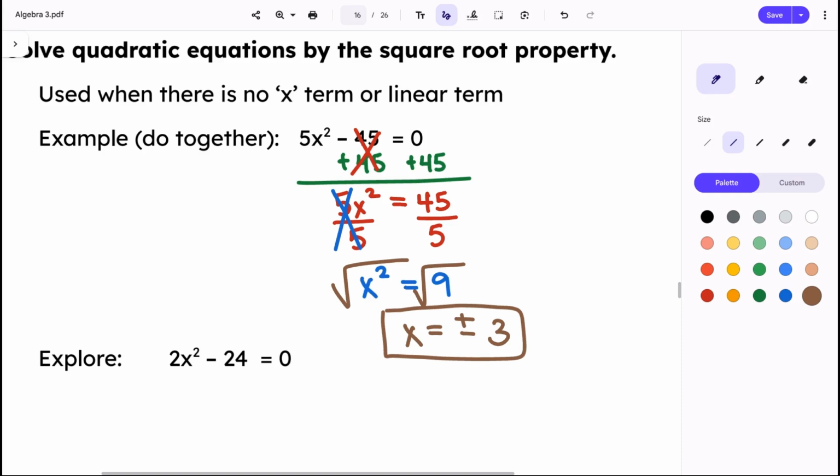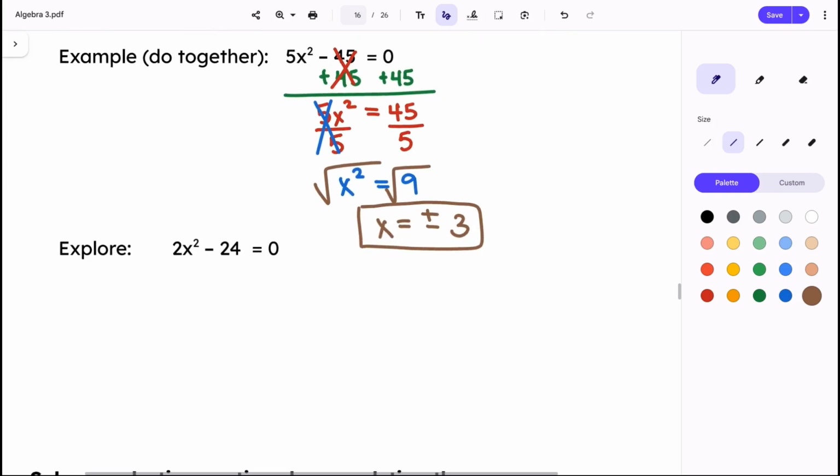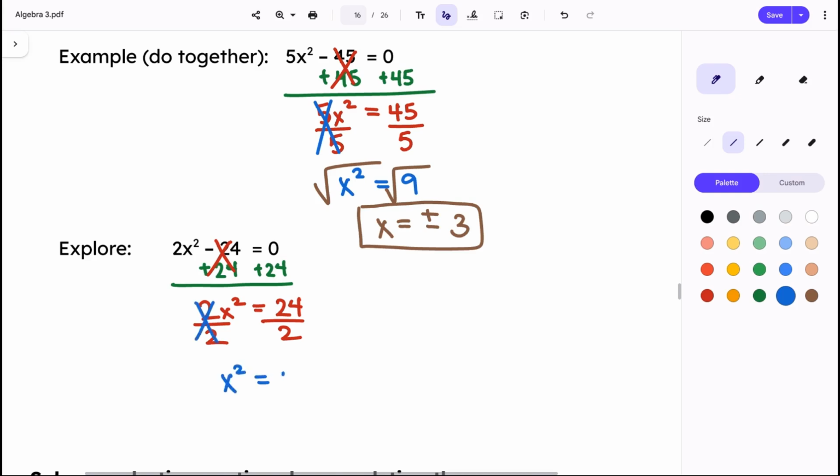Okay? What would you guys do on that next one? Okay, add the 24. Now what? And then what happens when you square root this one? It can't be like a perfect square, okay? But can we break it down?